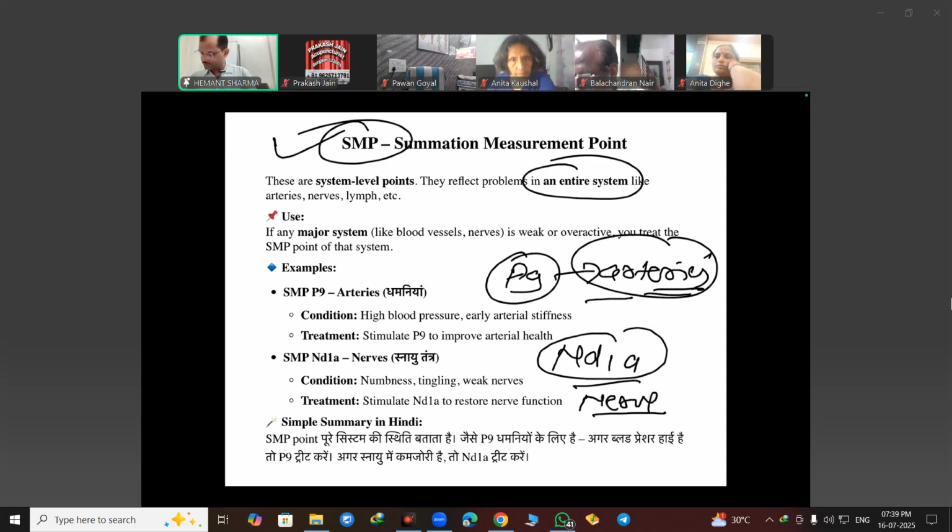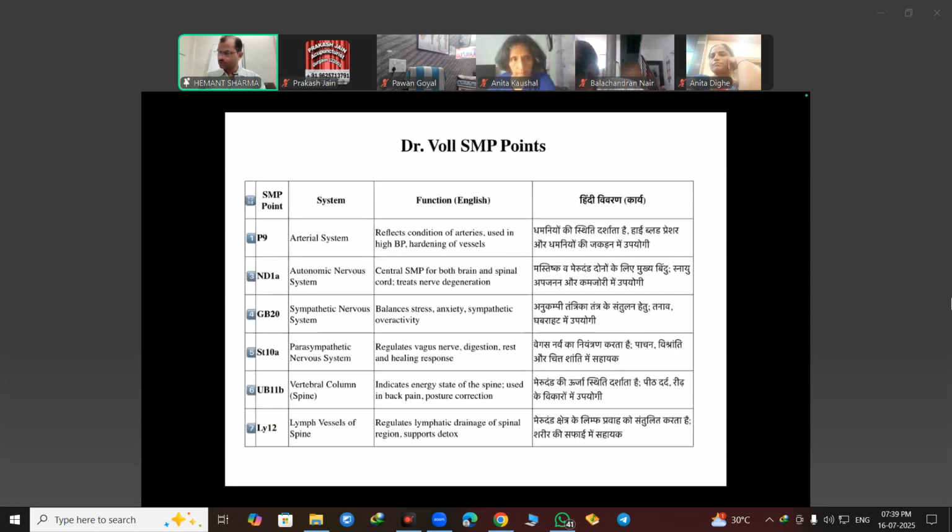So it is written here. It's very useful for numbness, tingling, or the weak nerves. ये हमने कल समझा था SMP point. So there is a chart of the SMP points. Pericardium 9 is the SMP point. ND1A is the SMP point. Then we have discussed gallbladder 20 is for sympathetic nerve. And stomach 10 is for parasympathetic nerve. I already discussed yesterday, so I'm not going again.